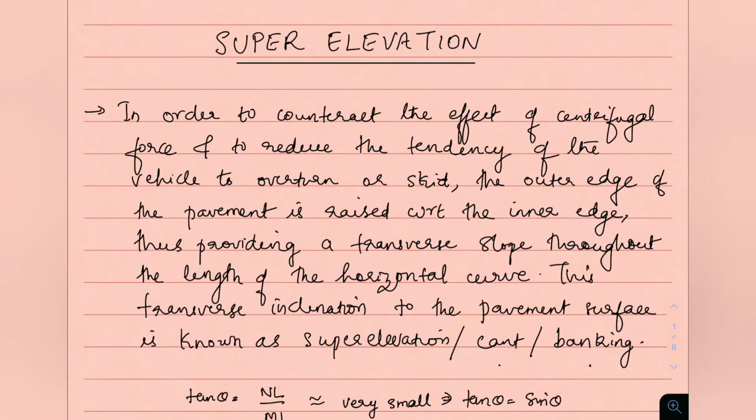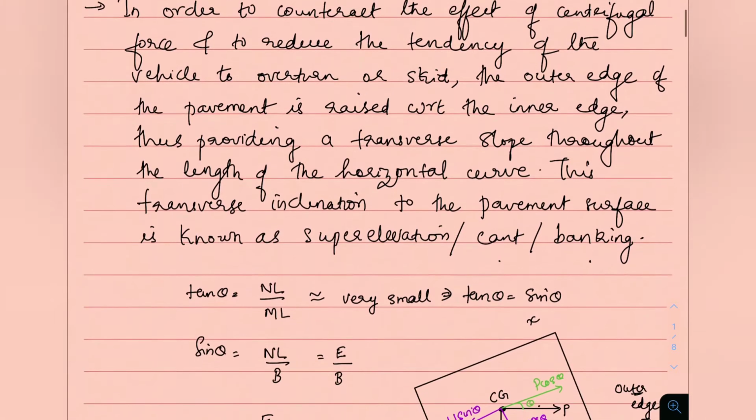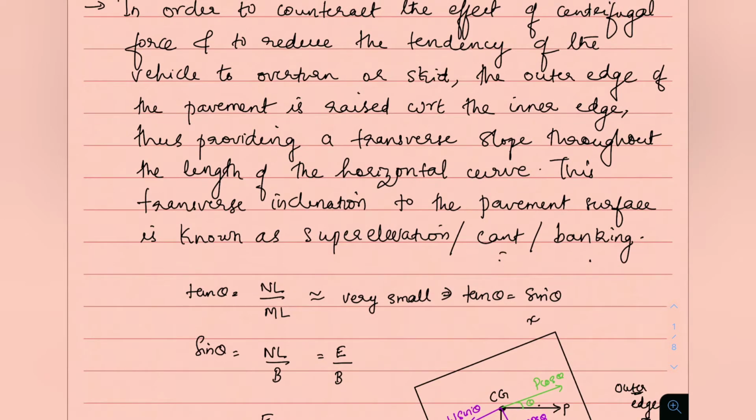So let's read the definition of super elevation. In order to counteract the effect of centrifugal force and to reduce the tendency of the vehicle to overturn or skid, the outer edge of the pavement is raised with respect to the inner edge, thus providing a transverse slope throughout the length of the horizontal curve. This transverse inclination to the pavement surface is known as superelevation or cant or banking. The other name for superelevation is cant or banking.